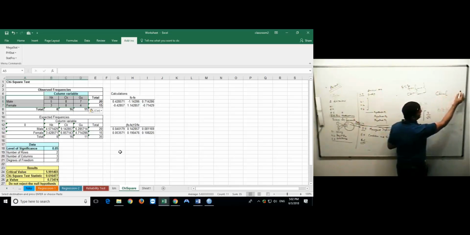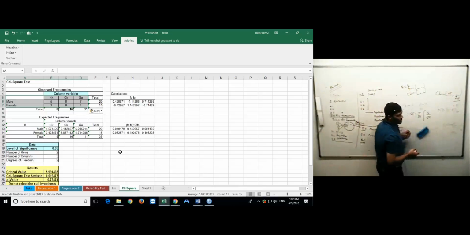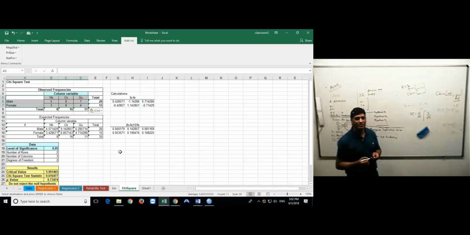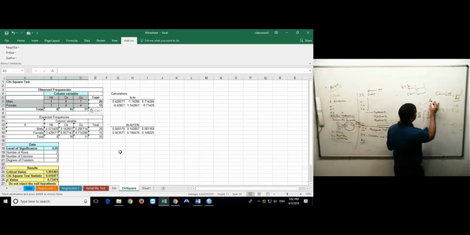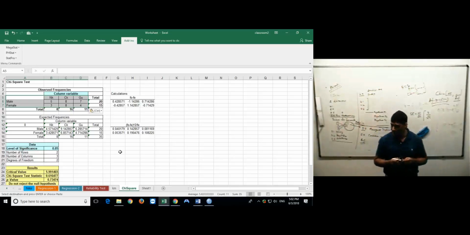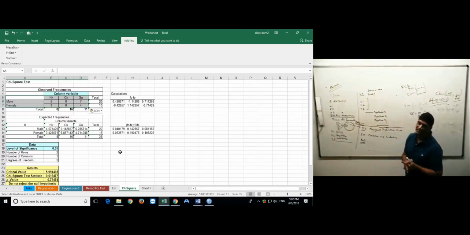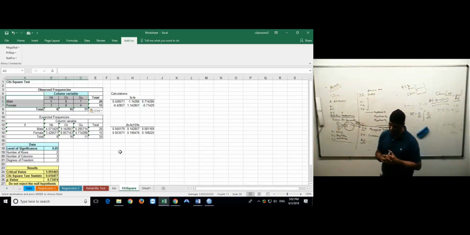CHIINV, open a bracket, it will ask you 2 things: 5% level of significance and then degree of freedom. How do you calculate degree of freedom? And then whether calculated is less than or greater than the table value. Makes sense? Sure? No doubts now? 100% sure? Last, can I just take the abstract and close the discussion?